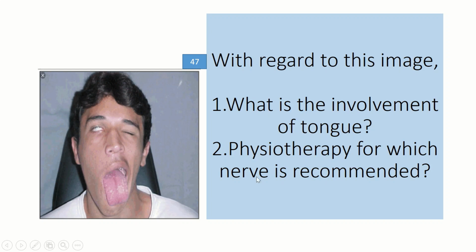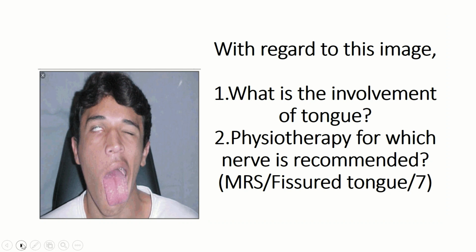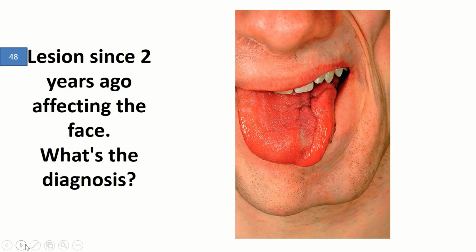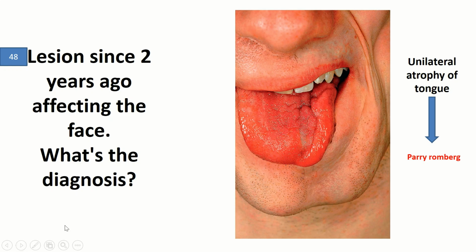Physiotherapy for which nerve is recommended? In this syndrome, the facial nerve, or seventh nerve, is involved. And here you see a board question on the diagnosis of Melkersson-Rosenthal syndrome. Here, what is the difference between this figure and the previous figure? As you see here, there is a unilateral atrophy of the tongue, indicative of morphea or Parry-Romberg.